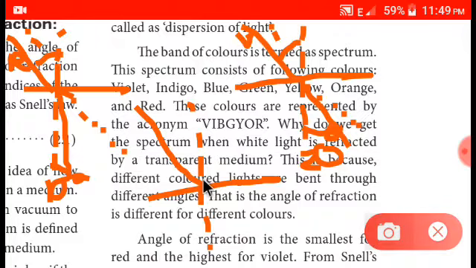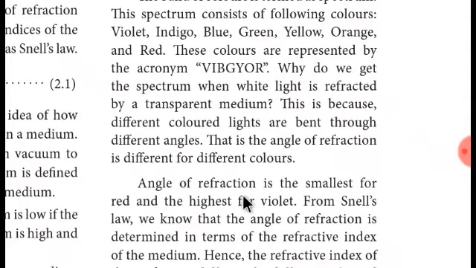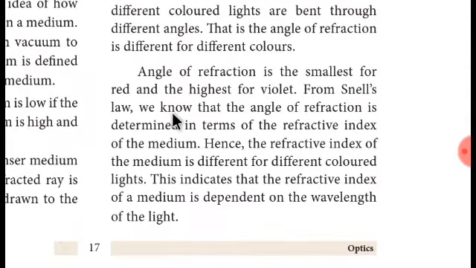So the white beam is going to be incident on this interface, and due to the difference in the refracting angle, every color is going to refract in different ways, in different angles. So this creates the band, the spectrum, and dispersion of light occurs due to the variance in angle of refraction. So that's the reason dispersion of white light occurs. This single line explains everything about dispersion of white light.